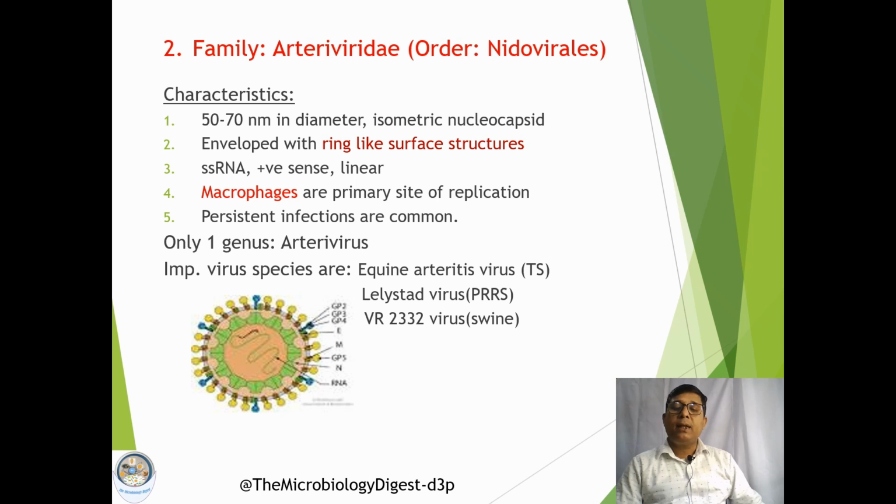For these viruses, they use macrophages as the primary site of replication, and persistent infections are very common for arteriviruses. The family Arteriviridae has only one genus, that is Arterivirus, and it includes important viruses like equine arteritis virus, PRRS virus, porcine respiratory and reproductive syndrome virus, also known as Lelystad virus. Then VR2332 virus. This is also a virus affecting the pigs.